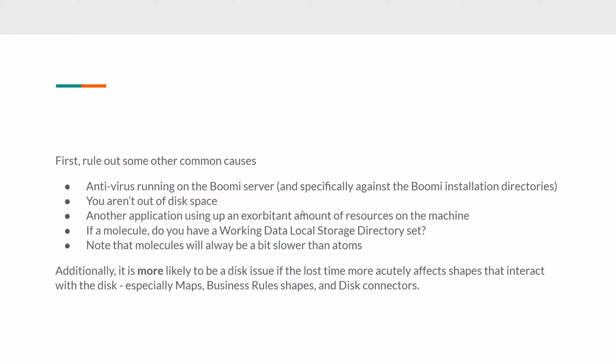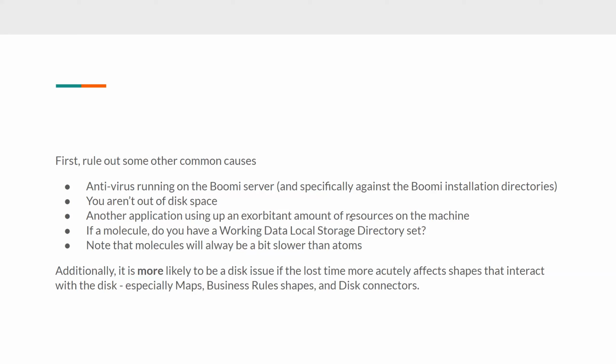There are some other common causes that can cause this sort of issue. Antivirus running on the Boomi server is one common one. You could be running out of disk space. There could be other applications using up a lot of resources. On a molecule, if working data local storage directory is not set, it has to phone back to the file share for every command. There are other things that can slow down your time, and there's going to be a little bit of overhead, especially with the difference between, say, atoms and molecules, that sort of thing.